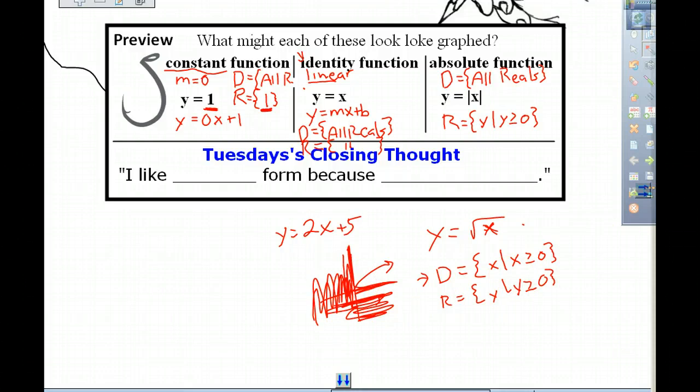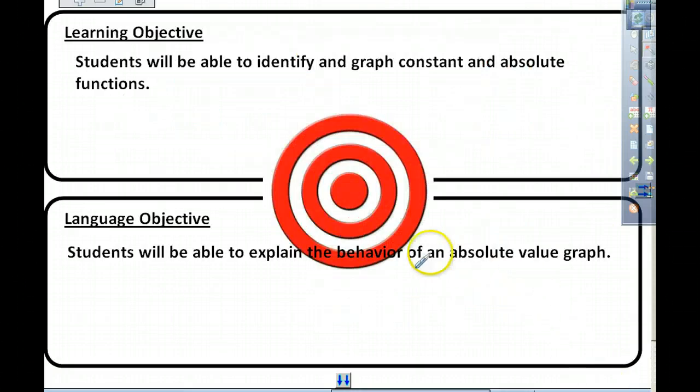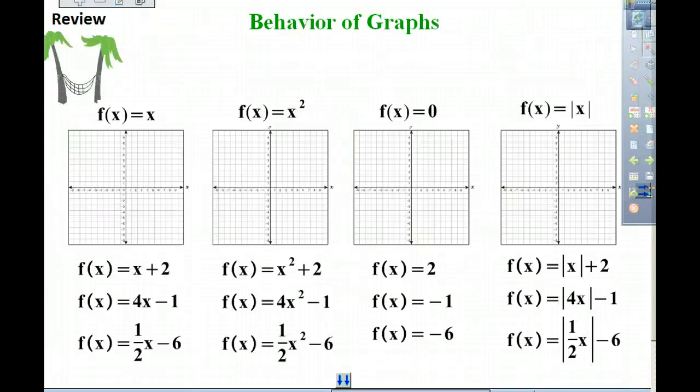So let's use all this information. Again, the biggest thing you want to be able to do today is explain absolute value. All the other things we've seen so far, the absolute value is the new one. All right, what kind of function was this called again? Looking at your notes.